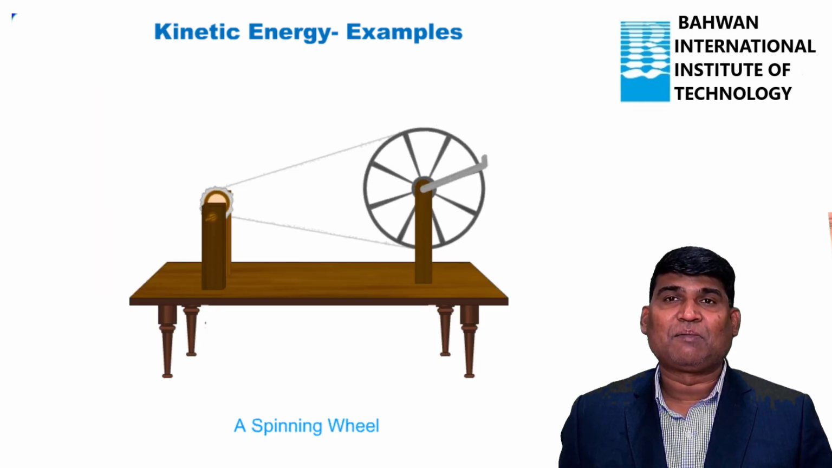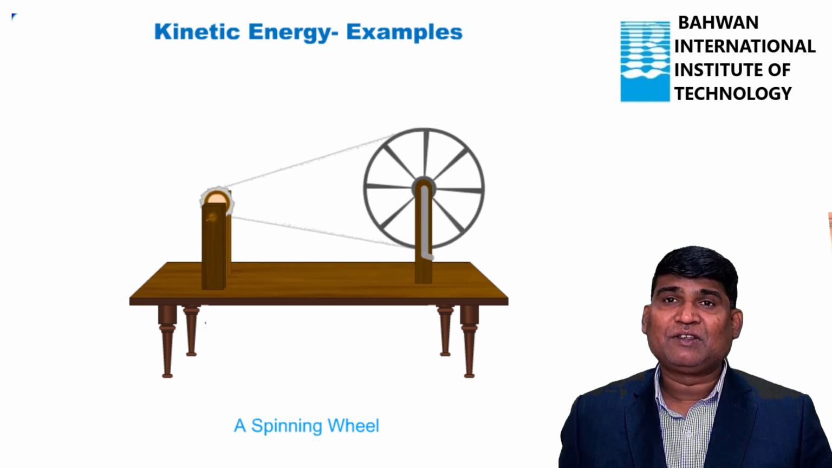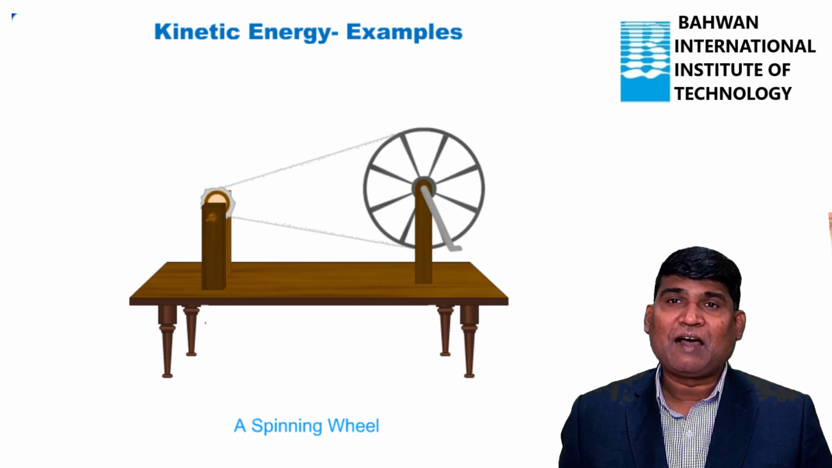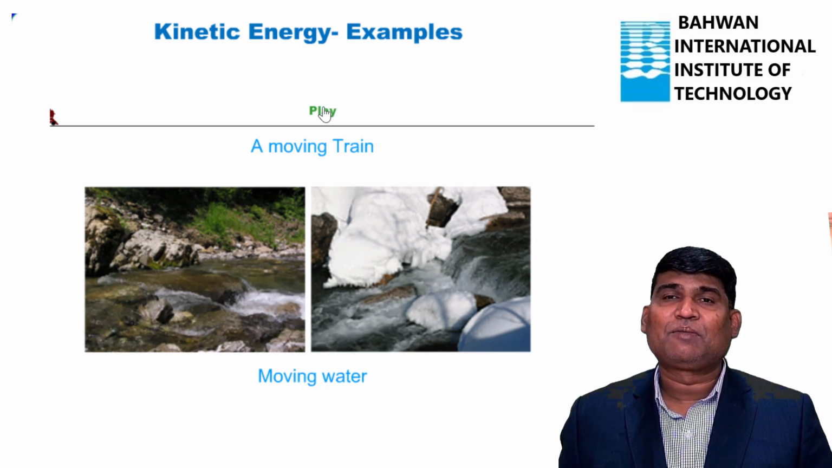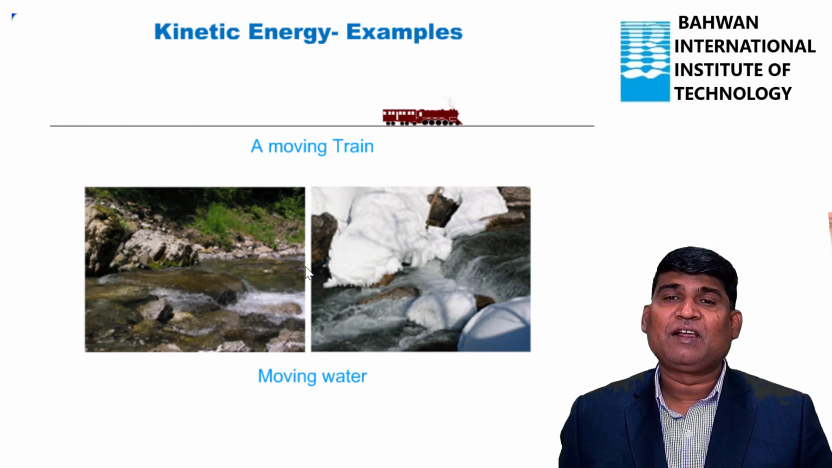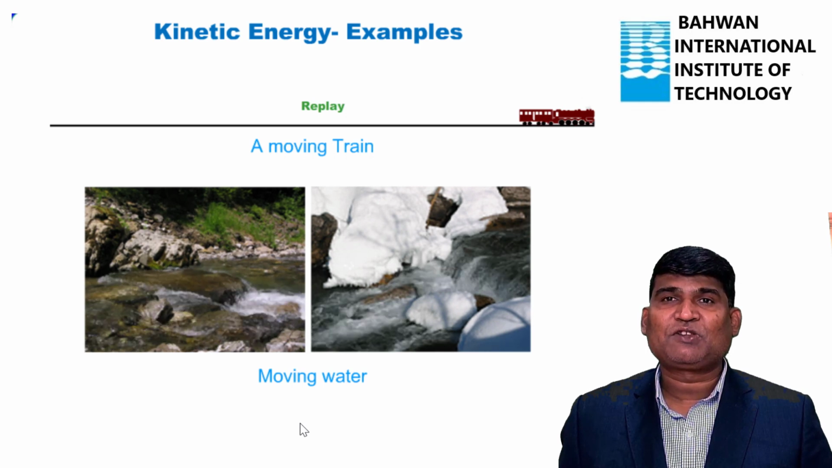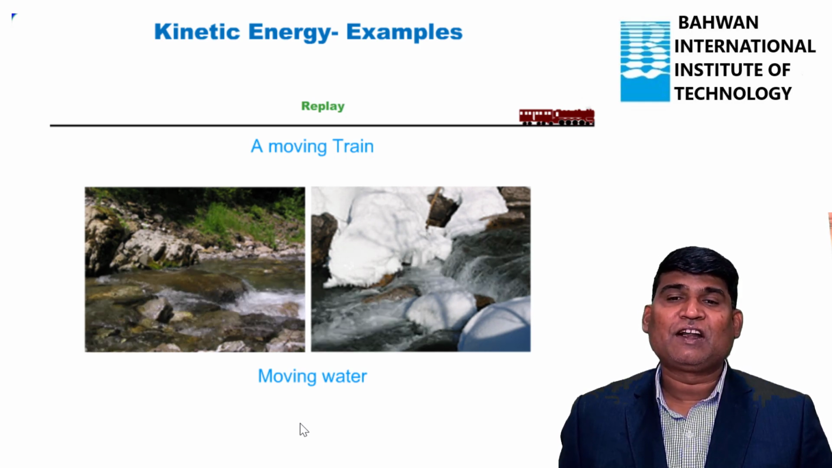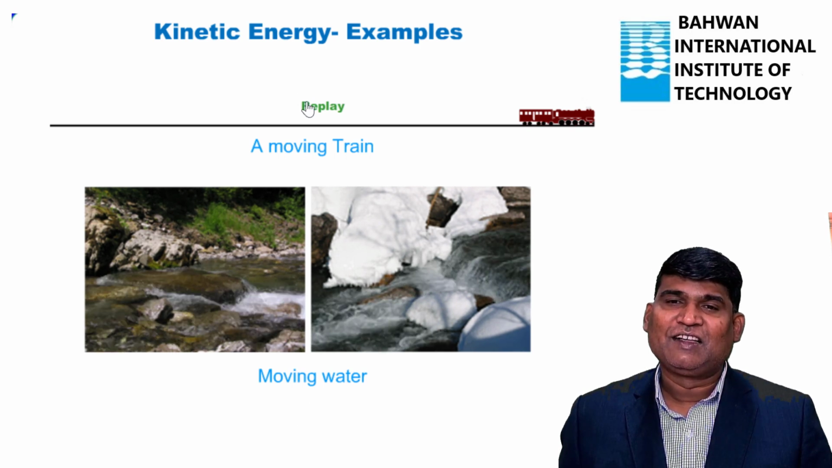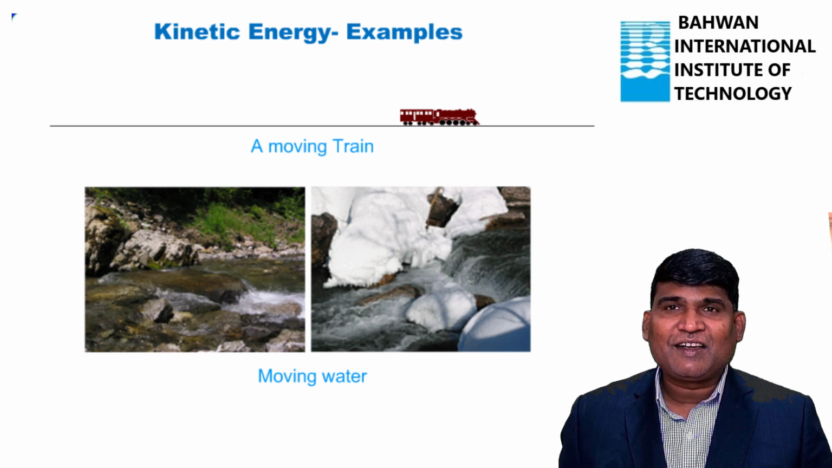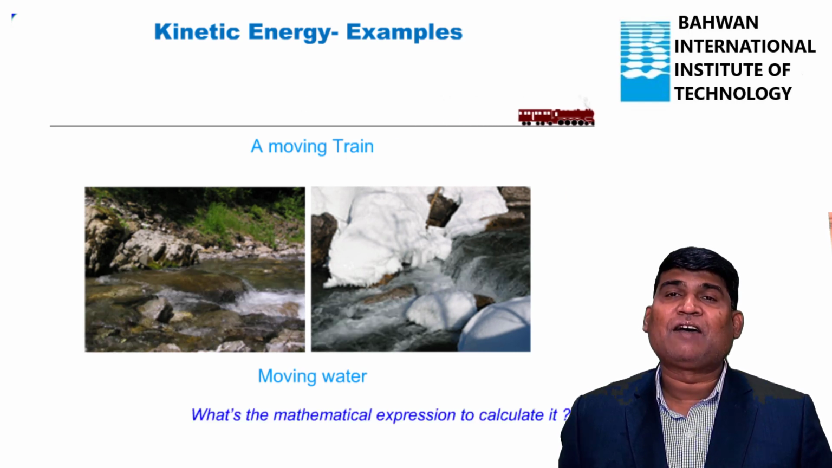Now we will see some more examples. Here you are able to see a spinning wheel. The spinning wheel, as it is in motion, no doubt it is not in straight line motion, it is in rotatory motion, right? But still it is in motion. That's why it also has kinetic energy. We'll call that rotational kinetic energy. Now we can see some more examples. Here one train is moving, right? And this moving train has kinetic energy. You are able to see water flowing in the river, right? This water flowing in the river also has kinetic energy, right? So a moving train has kinetic energy, and water flowing in a river also has kinetic energy.